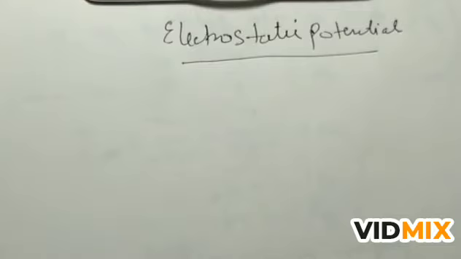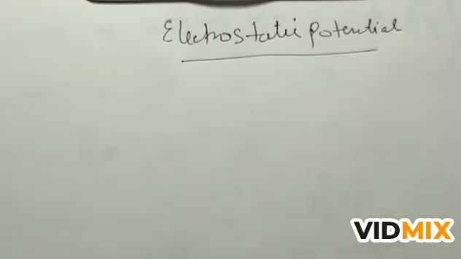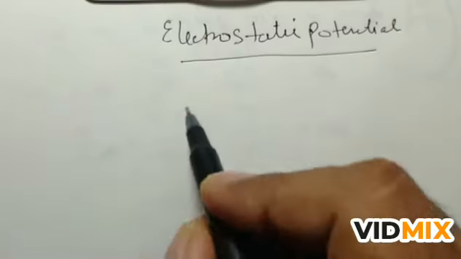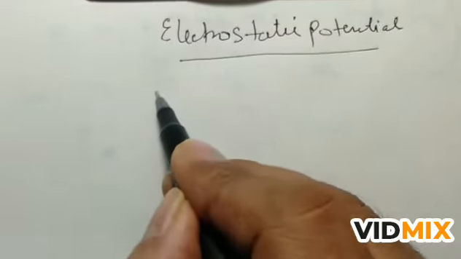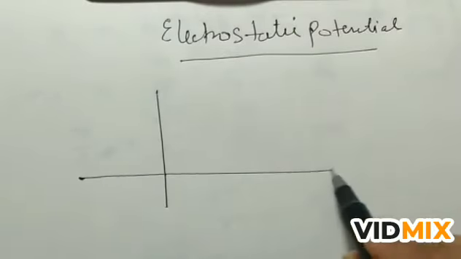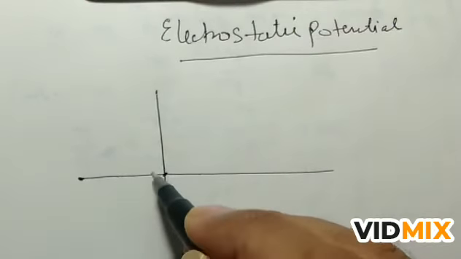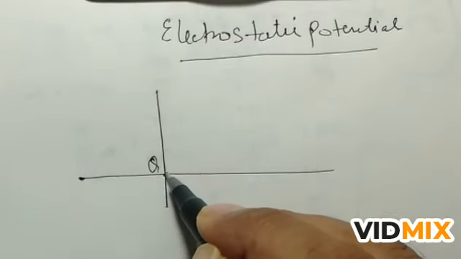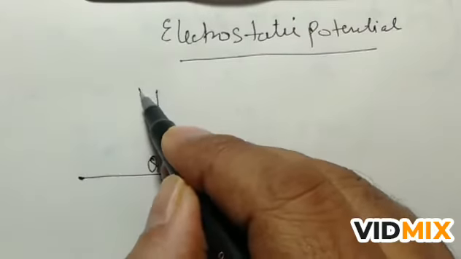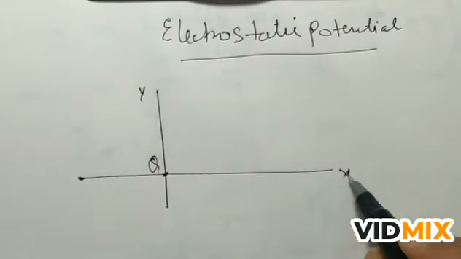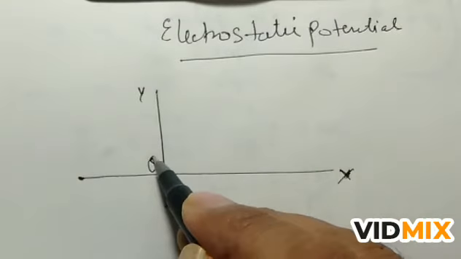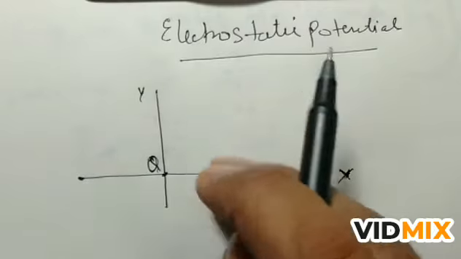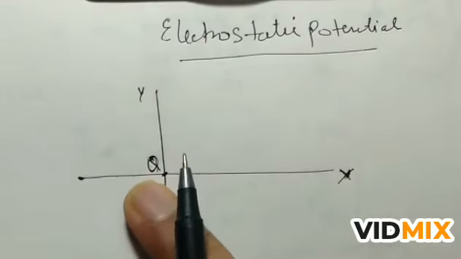As we had learned in class 11th about gravitational potential energy, which is created by the gravitational field, similarly we can understand here what electrostatic potential energy is. For this, let us see that there is a charge plus q at the origin of this xy coordinate, and due to this charge there is an electric field around it.